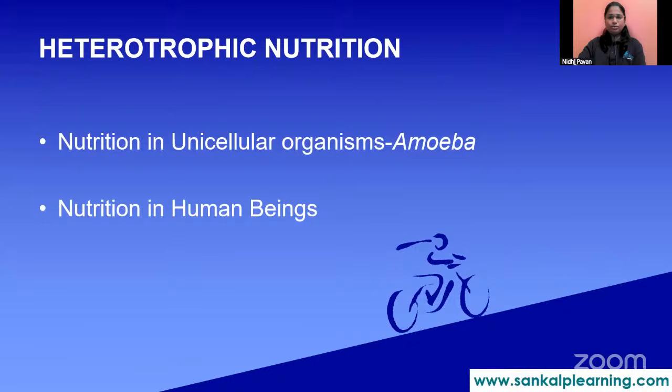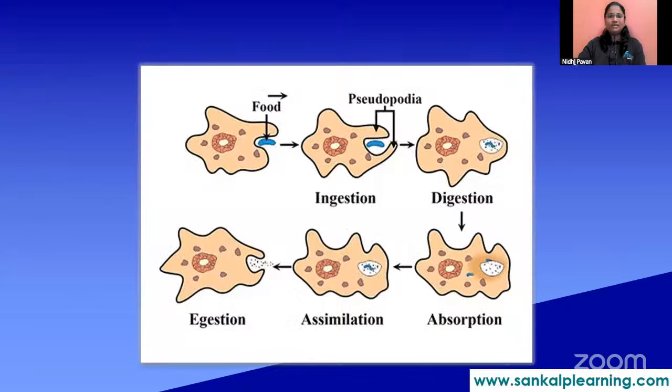Then we have heterotrophic nutrition. Okay, so in the food, ingestion occurs, means entering of the food particle inside the cell. Digestion occurs with the help of digestive enzymes. Sorry, first after digestion, absorption occurs. After absorption, assimilation, means the nutrients will be transferred to every part of the cell. Then egestion, the waste will be released out through egestion.